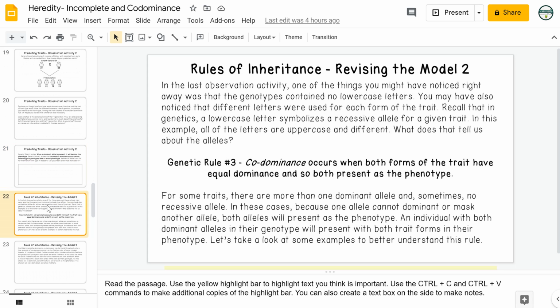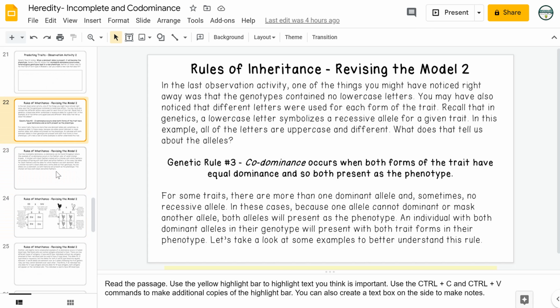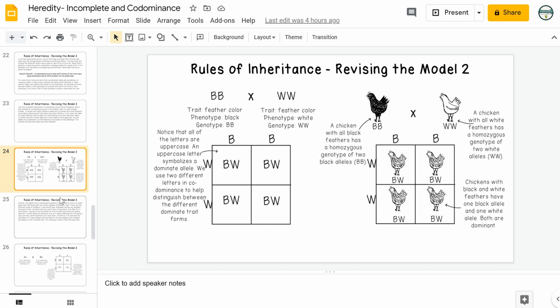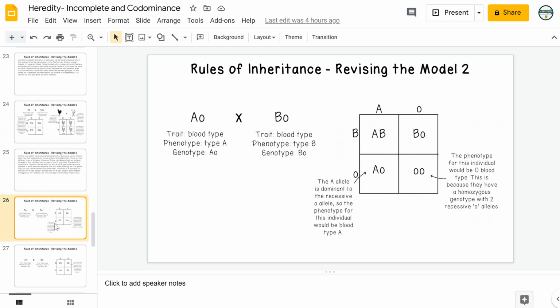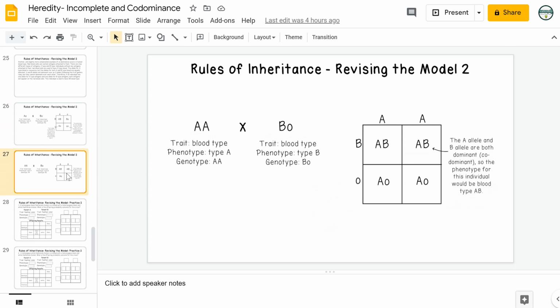And then they'll be introduced through the reading passage to this third rule of codominance and what creates that phenomenon. And then they're going to look at some real life examples. So we have one example, this is pretty common in chicken feathers. We see this a lot. And then probably the most common example, a little bit trickier though, is human blood type, which can run on both dominant and recessive and codominant rules of genetics. So that's kind of a fun and interesting one as well.